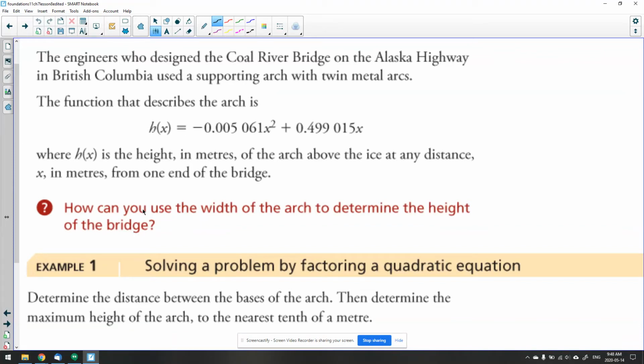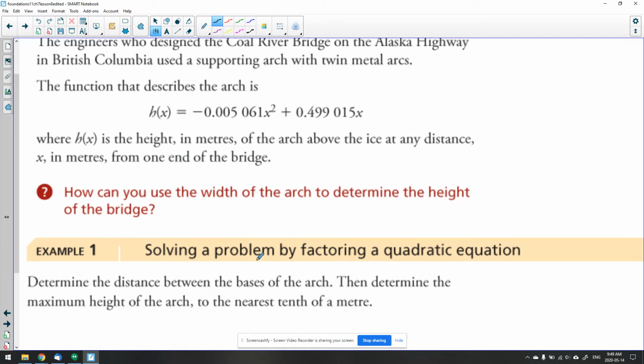All right, so we're going to take a look at a few more examples of solving quadratic equations using the various methods and selecting one that makes the most sense. So here we have a bridge. It uses a supporting arch with twin metal arcs. The function that describes the arch is given there, where h of x is the height in meters of the arch above the ice at any distance x from one end of the bridge.